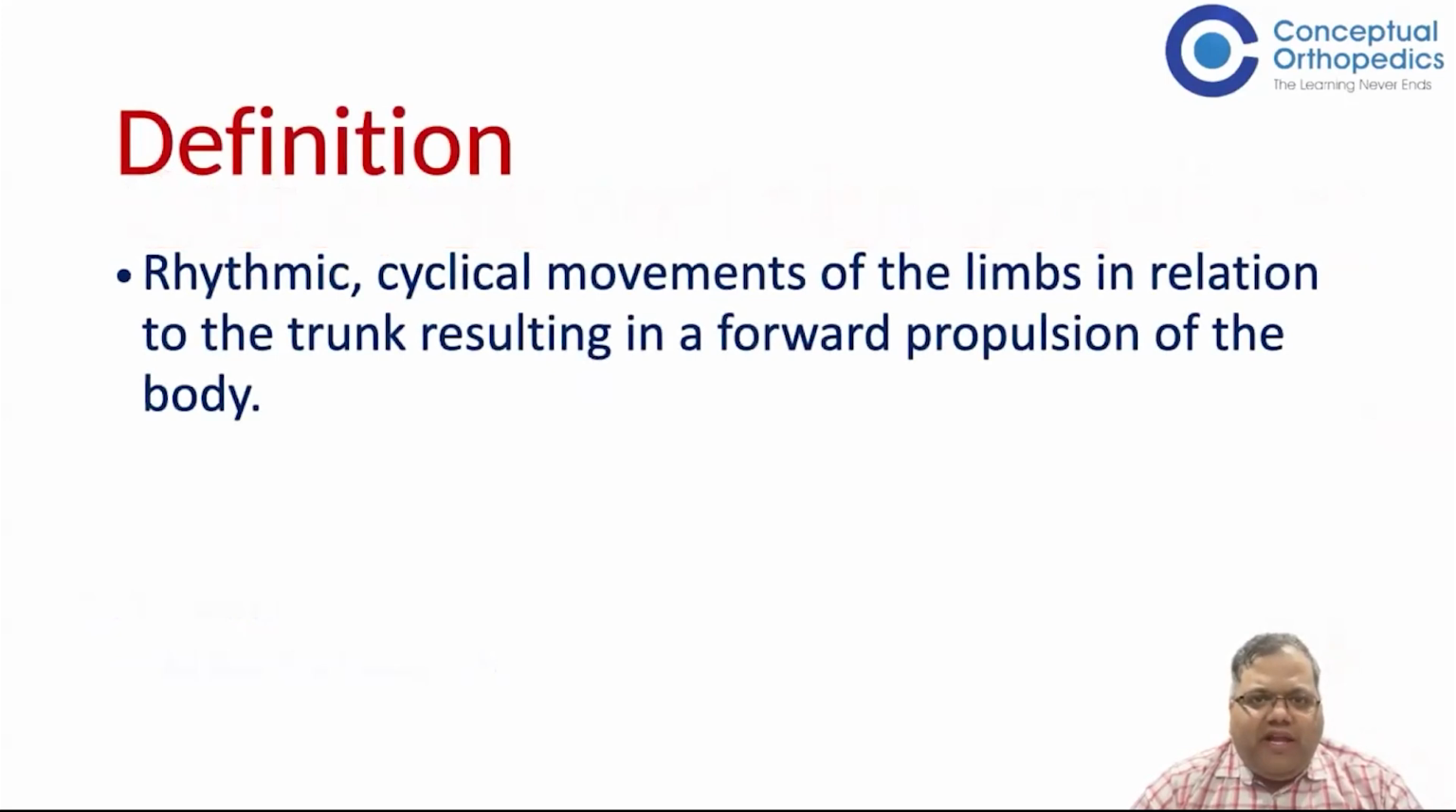So, how do we define gait? Gait is rhythmic cyclical movements of the limbs in relationship to the trunk, resulting in forward propulsion of the body. Each word is very important. It is rhythmic, it is cyclical, and it allows an easy propulsion of the body.